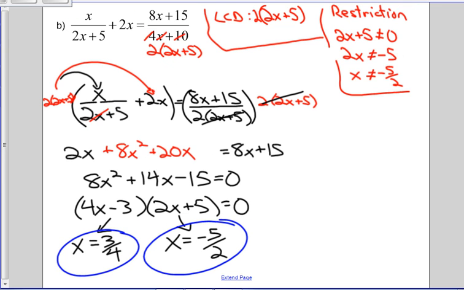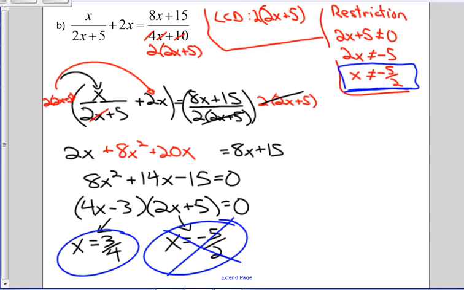But we need to look at the initial statement. Do we have a problem? Here was the restricted value. This is the only number that the solution's never allowed to be. And we found that one of our solutions was negative 5/2. That's no good. So we have to discount that solution. We go back and check against the restriction.